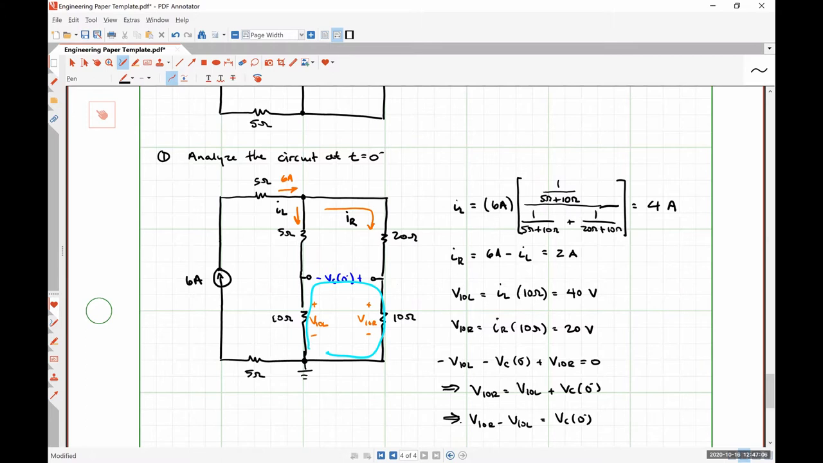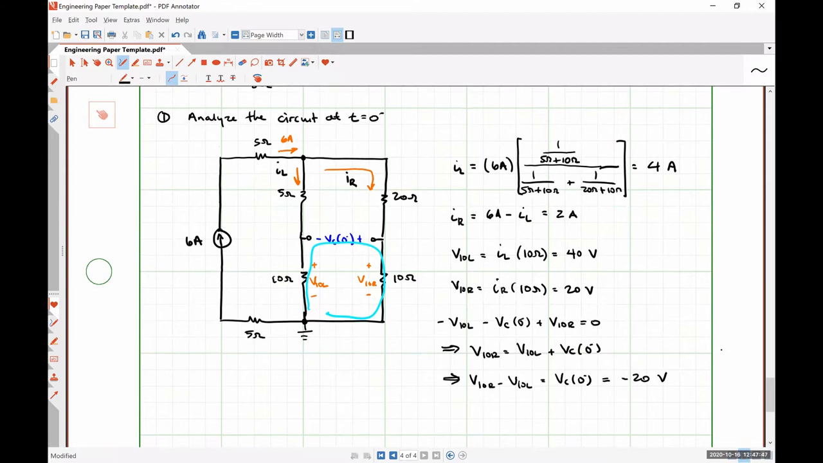So does everybody agree with my KVL expression around my blue loop? Let's make sure I got all my signs correctly. I started from the bottom left-hand corner to see the negative sign of V10L and the negative sign of VC, positive polarity terminal for V10R. Then if I move VC to the other side, it's V10R minus V10L. Yeah. So what's VC at t equals zero minus? Negative 20 volts. All right.